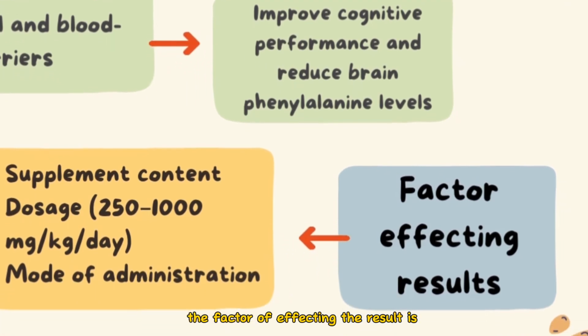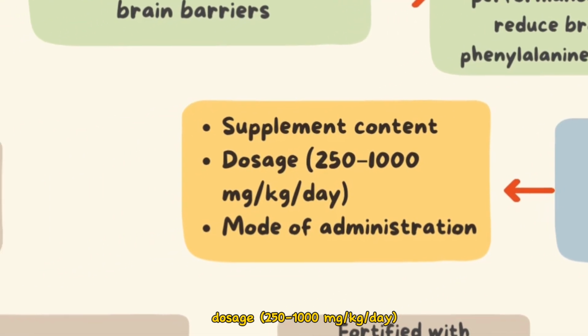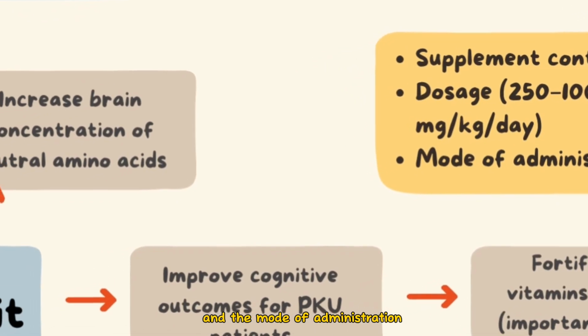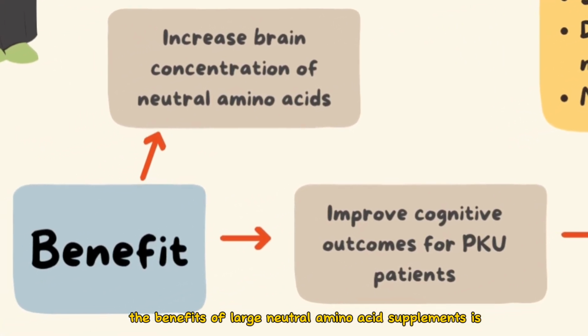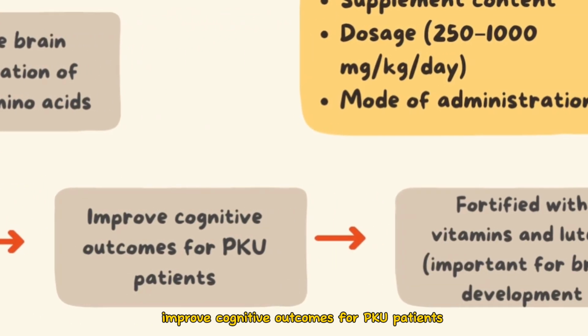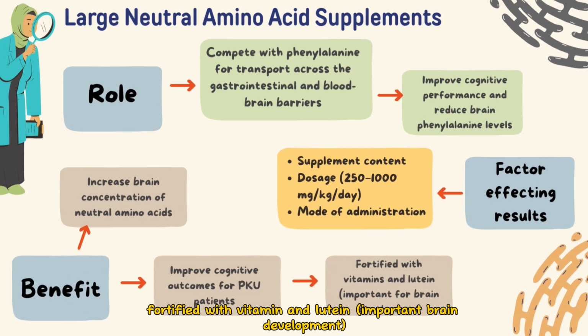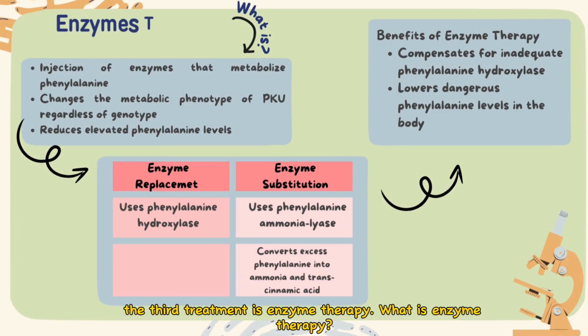And then the factors of effective delivery are supplement content, doses of 215 to 1000 mg per kg per day, and the mode of administration. The benefit of large neutral amino acid supplements is to increase the brain concentration of neutral amino acids, to improve the cognitive outcome of PKU patients, and to fortify it with vitamins and nutrients, which are important for brain development. The third treatment is enzyme therapy.